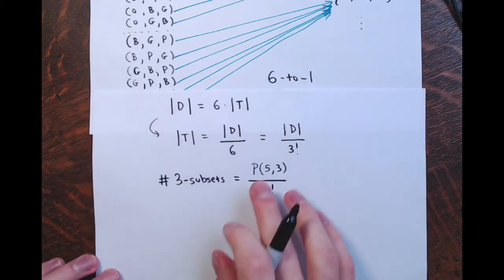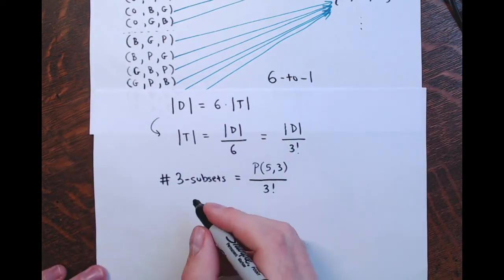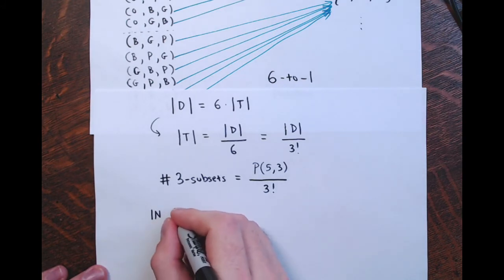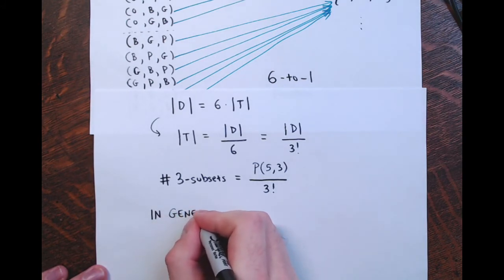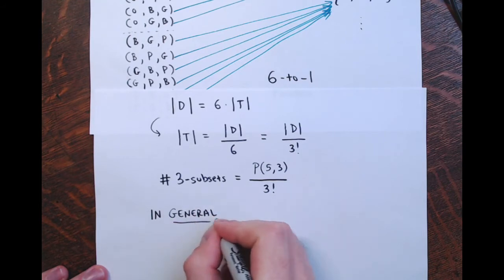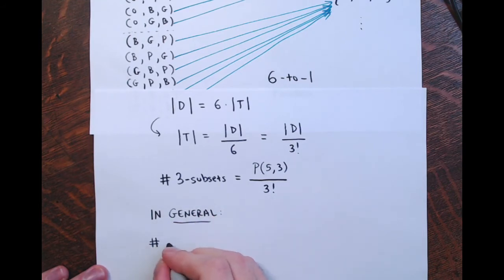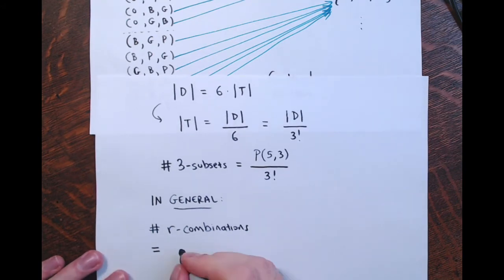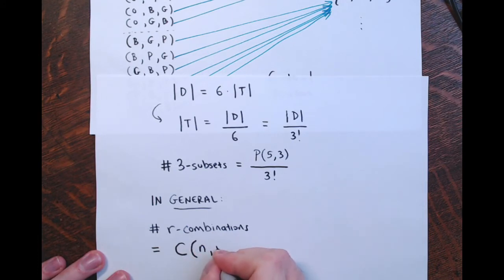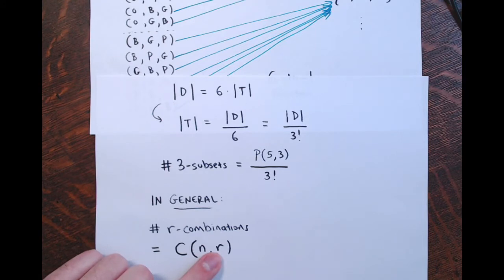And this is what's going to be happening in general. In general, the number of R combinations or R subsets is going to be denoted this way with the C and then N comma R. You're going to have a set of N objects and you're going to take R subsets, R combinations, you're going to pull out, choose R objects.